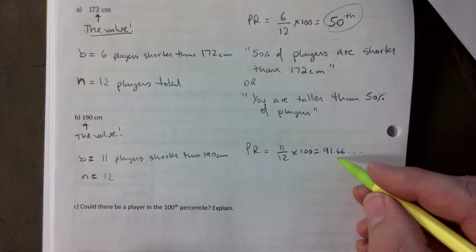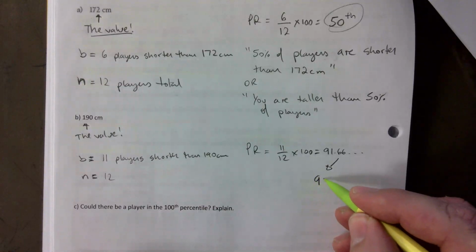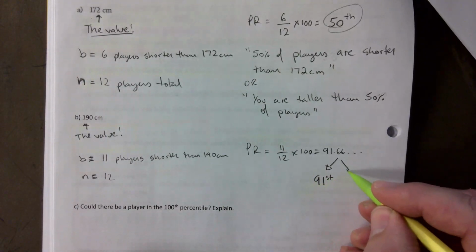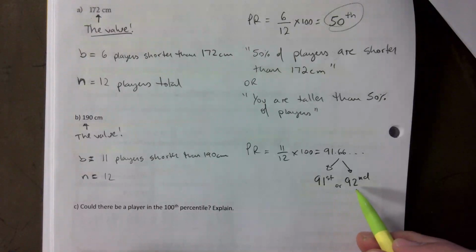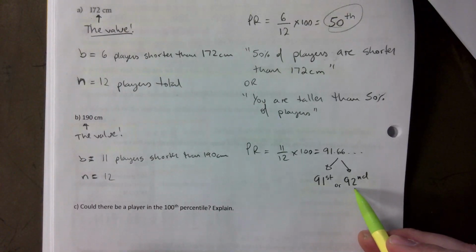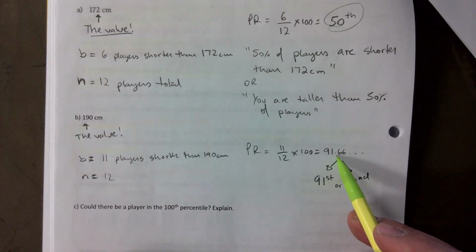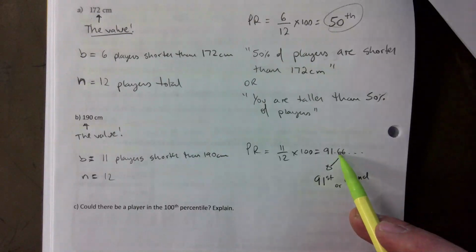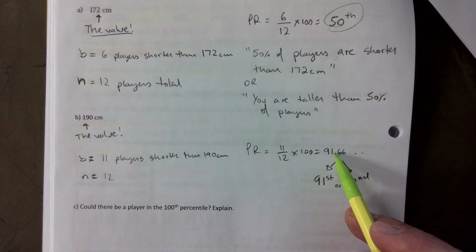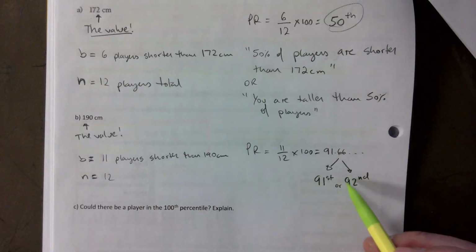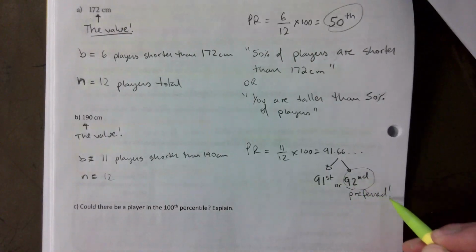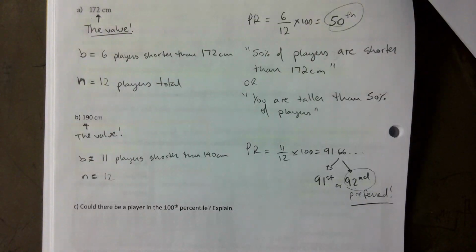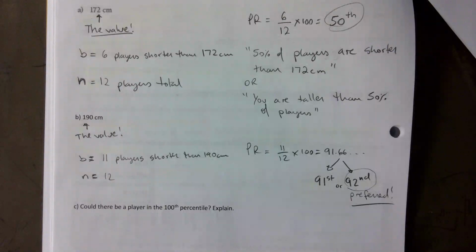So you have a choice. You can say 91st or 92nd. You have a choice to make. Normally you would round up, no matter what, because even if you're just a little bit above the 91 mark, you are technically already above everybody below 92. So this would be the preferred. But no decimals. Just do a whole number, either round down or up. Both will be giving you 100%.